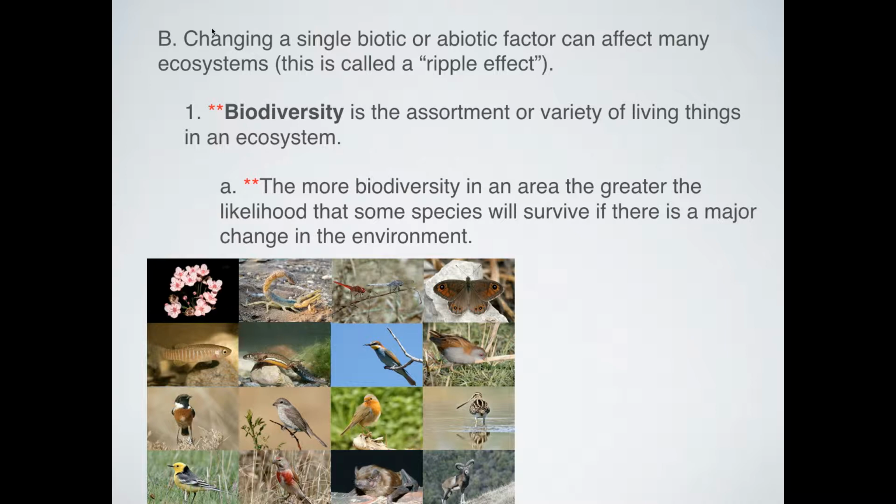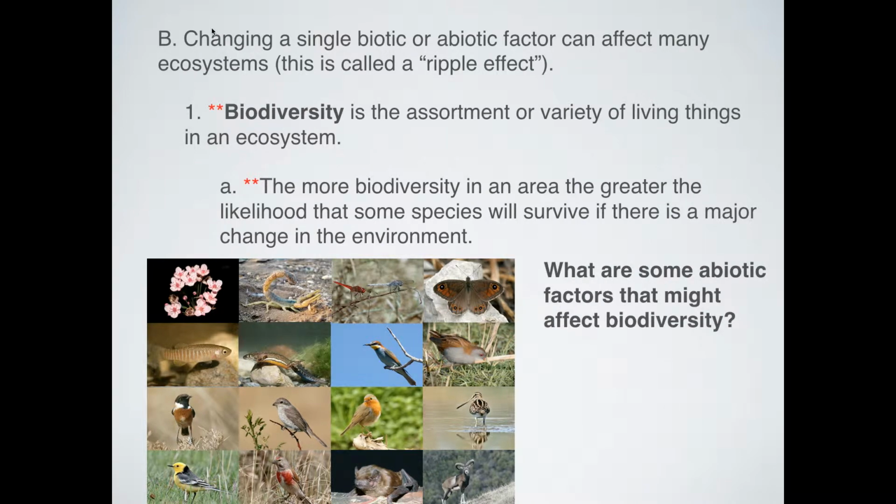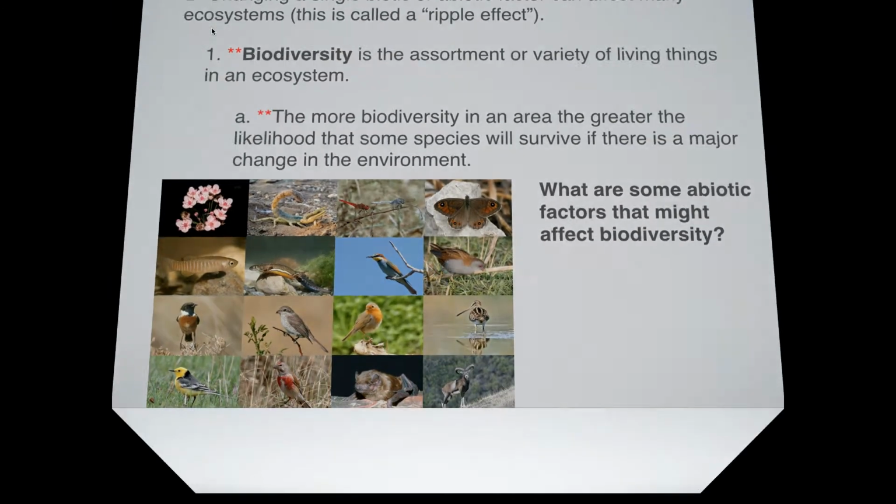And that's because the more living things there are in an environment, the greater the diversity of those organisms, the more likelihood that there will be something else that will be able to take the place maybe of the thing that you changed, okay? So you can just imagine different abiotic factors have crazy influence on the amount of biodiversity. So what would be some of those? Just think in your head.